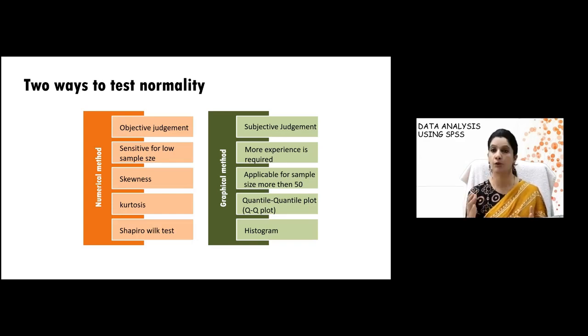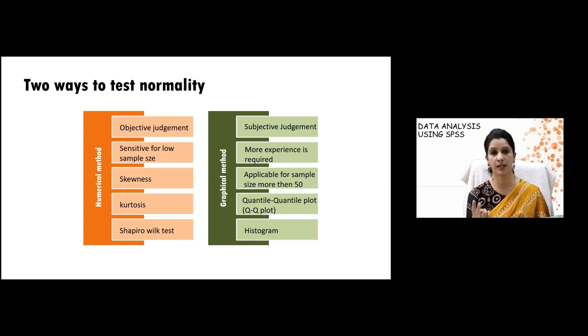Then there is a histogram also where we can use the plotting method as a histogram and we can see the distribution. So there are 2 ways to judge this, the subjective way, quantile plot, or we call it as a QQ plot, and the second is the histogram.